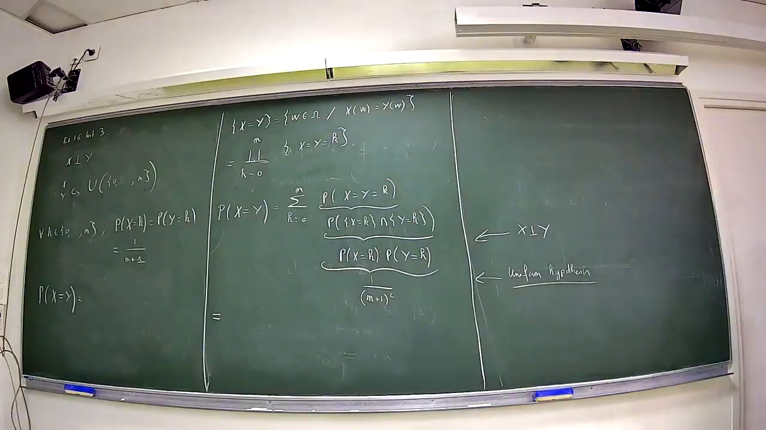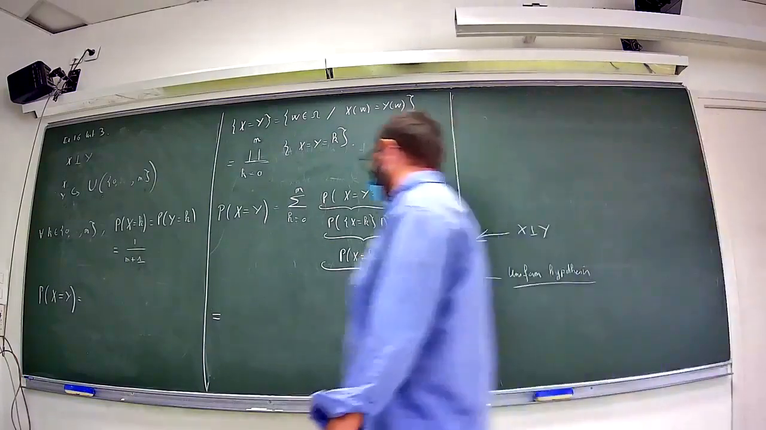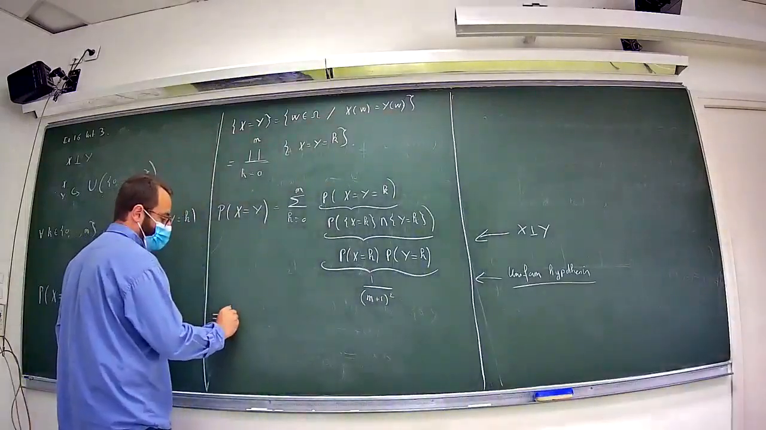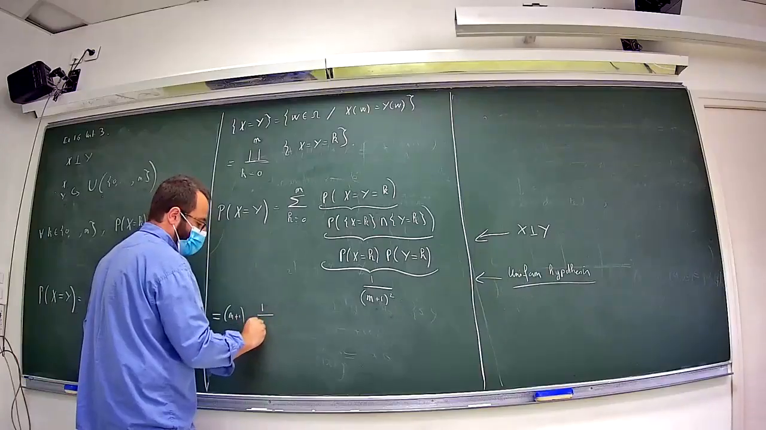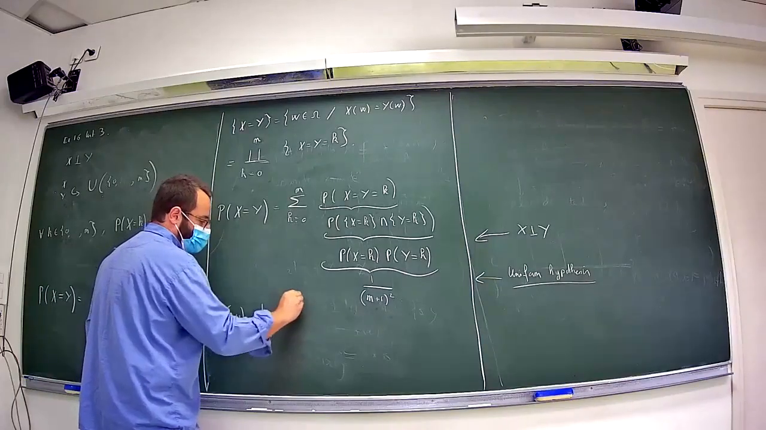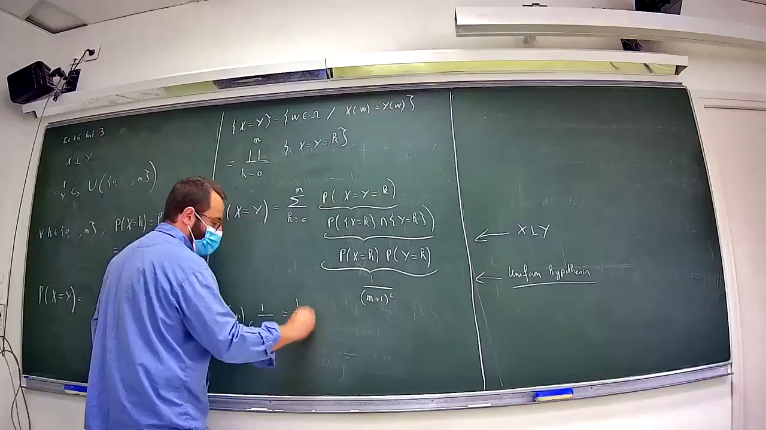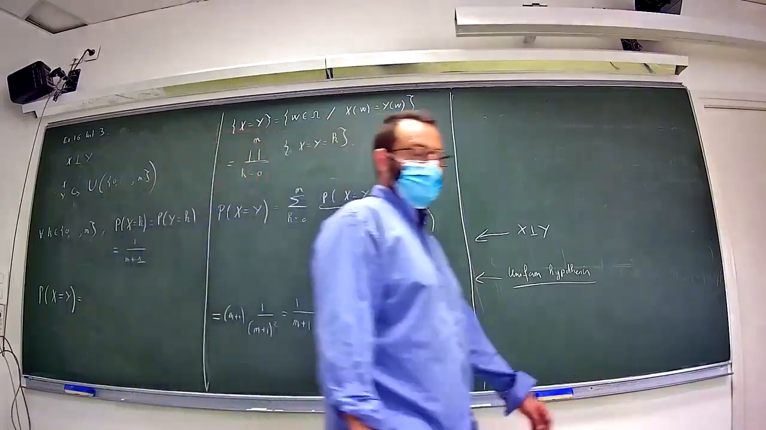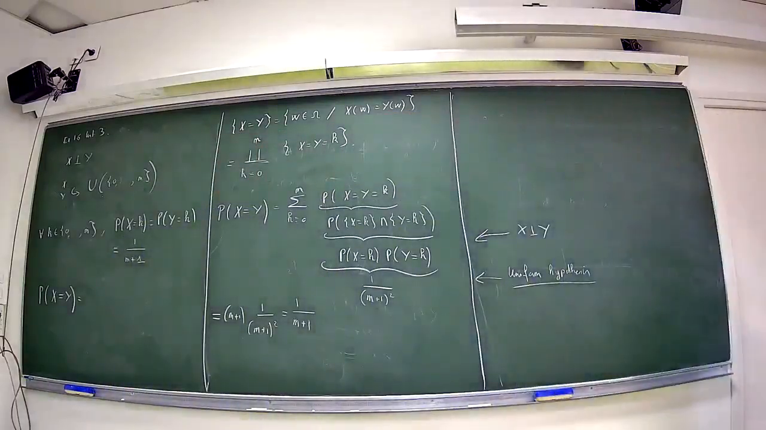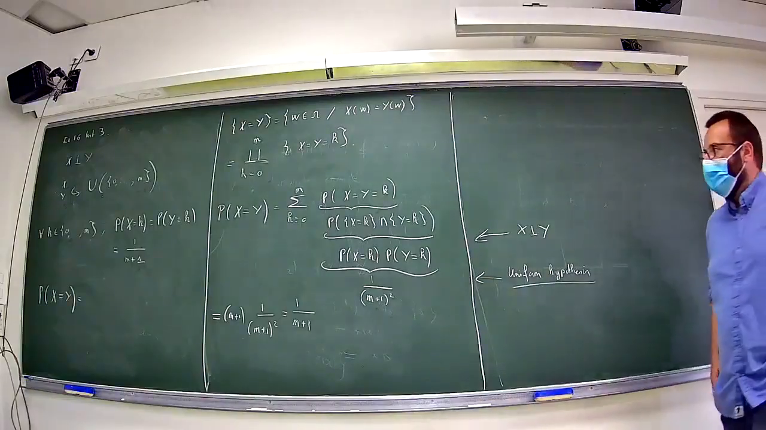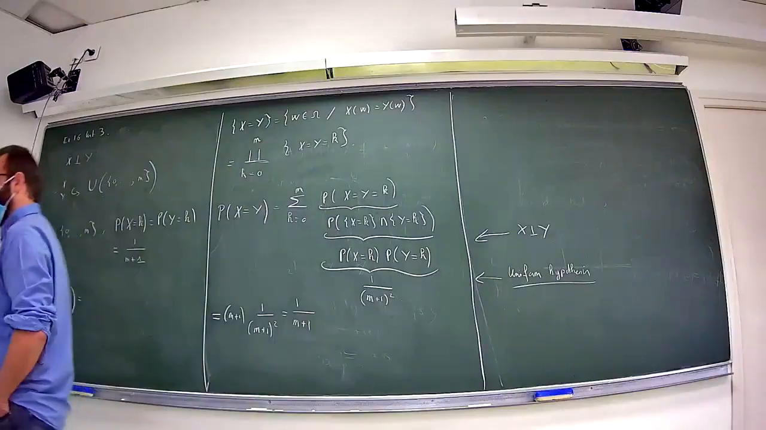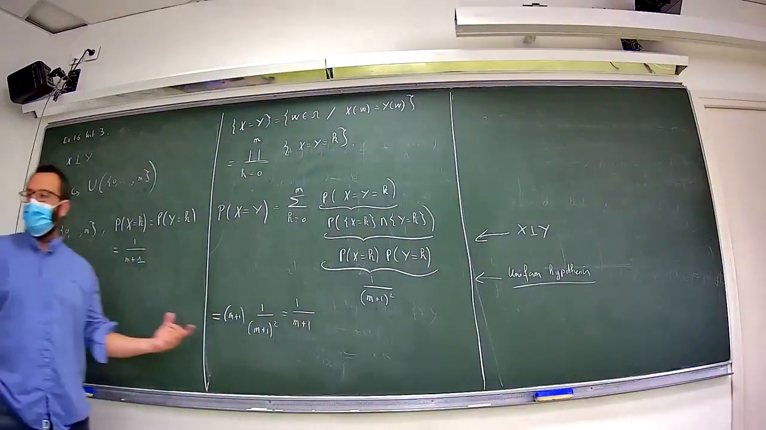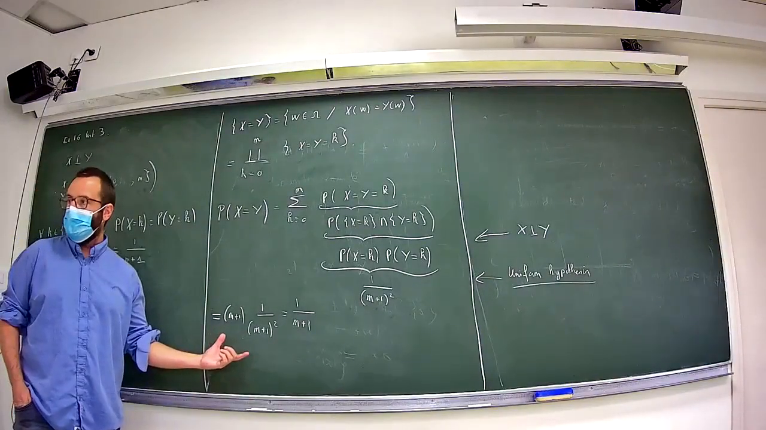So how many at the end? It is just the number of terms in my sum multiplied by the value of my constant term, and I obtain 1 over n plus 1. Okay? So the probability that two independent uniform variables on {0,...,n} are equal is 1 over n plus 1. Okay?